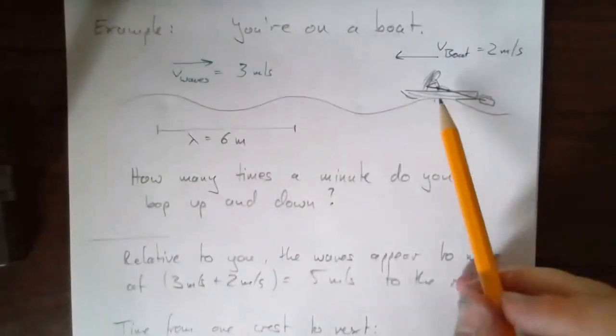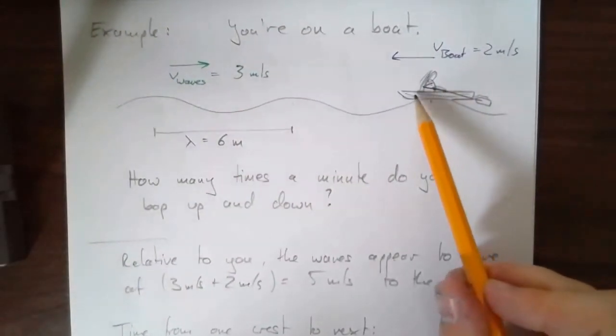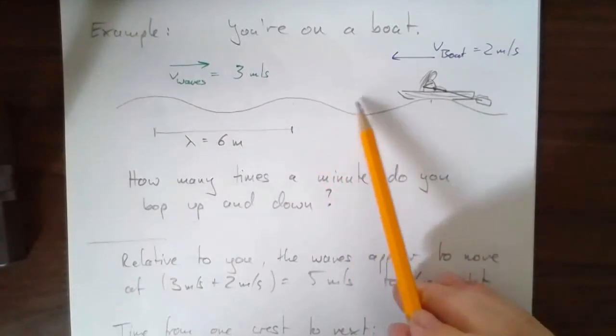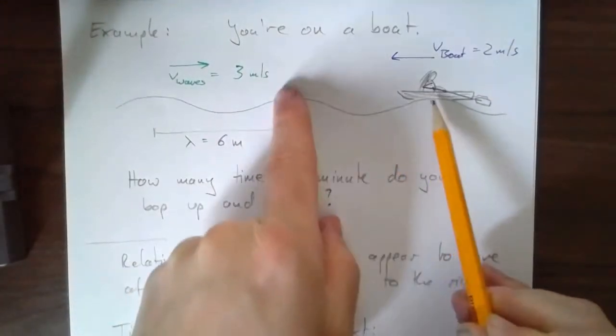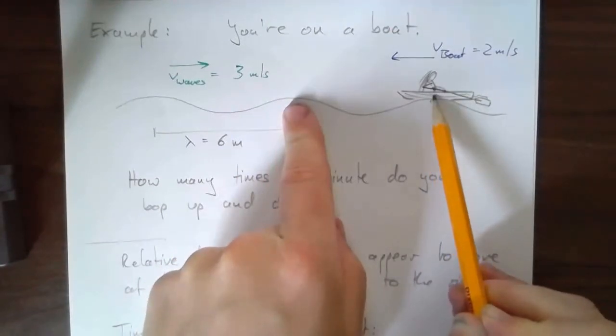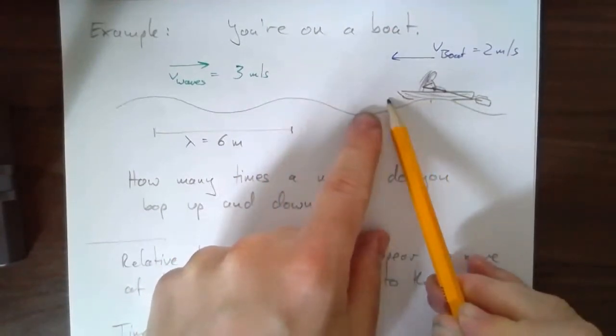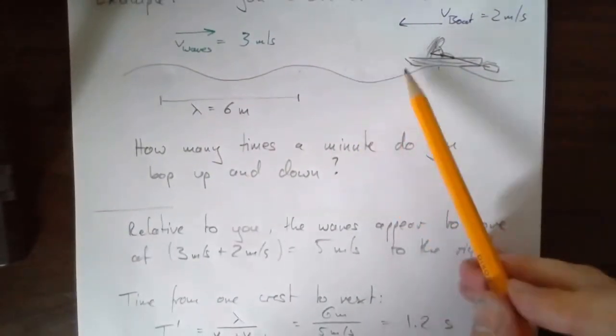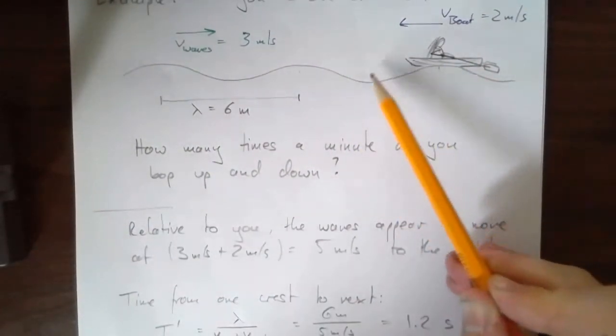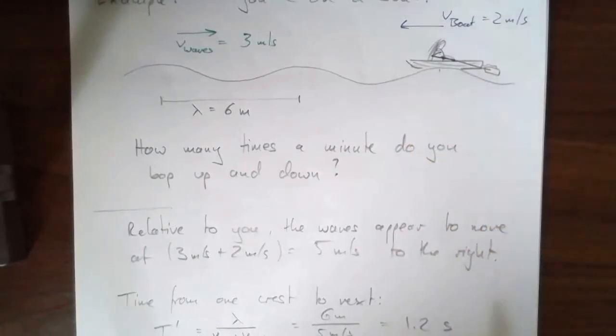All right, let's double check. Does this make sense? If the waves go 5 meters per second, or I mean, I know the wave is going 3 meters, I'm going 2 meters, but together, waves and you together cover 5 of those 6 meters in 1 second. Then it's going to take 1 second plus 1/5 of that again to cover the last meter. That's indeed 1.2 seconds.